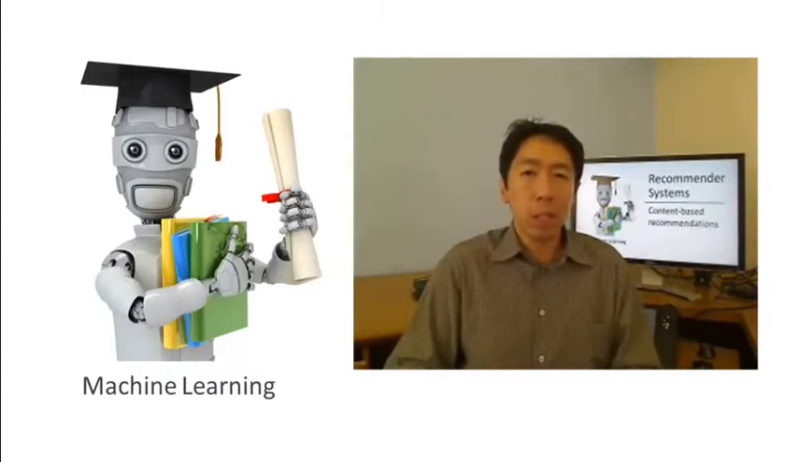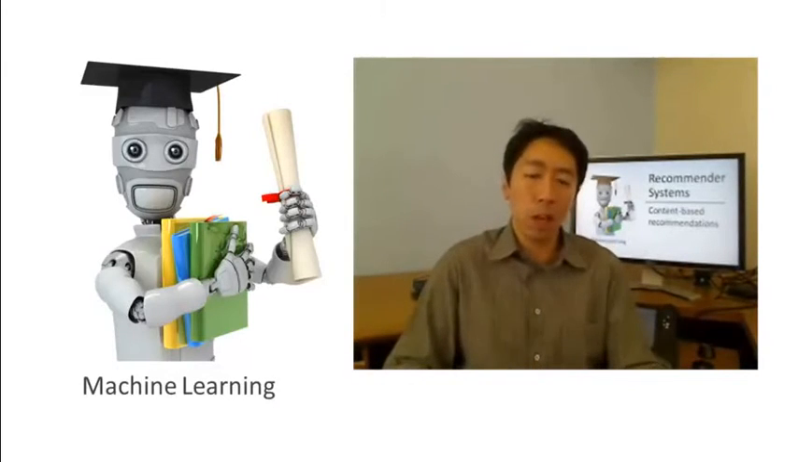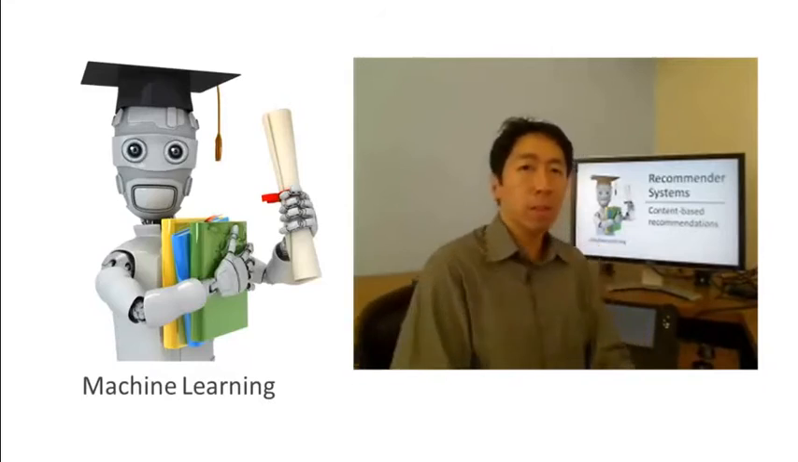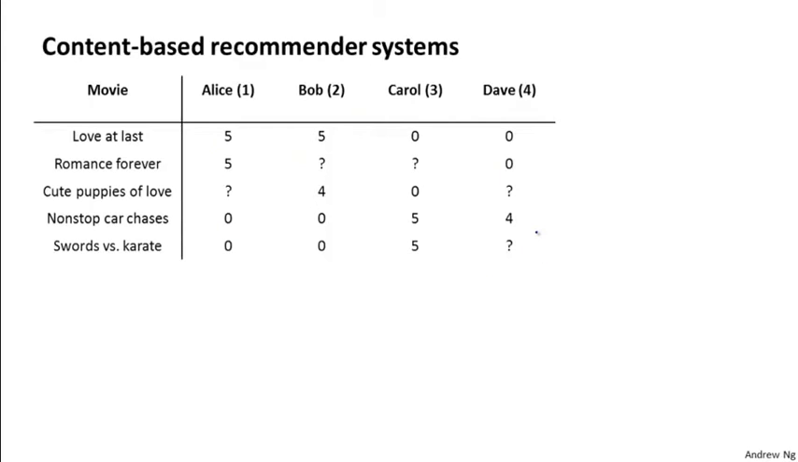In this video, I'd like to talk about our first approach to building a recommender system. This approach is called content-based recommendations. Here's our data set from before, and just to remind you of a bit of notation, I was using nu to denote the number of users, and so that's equal to 4, and nm to denote the number of movies. I have 5 movies.